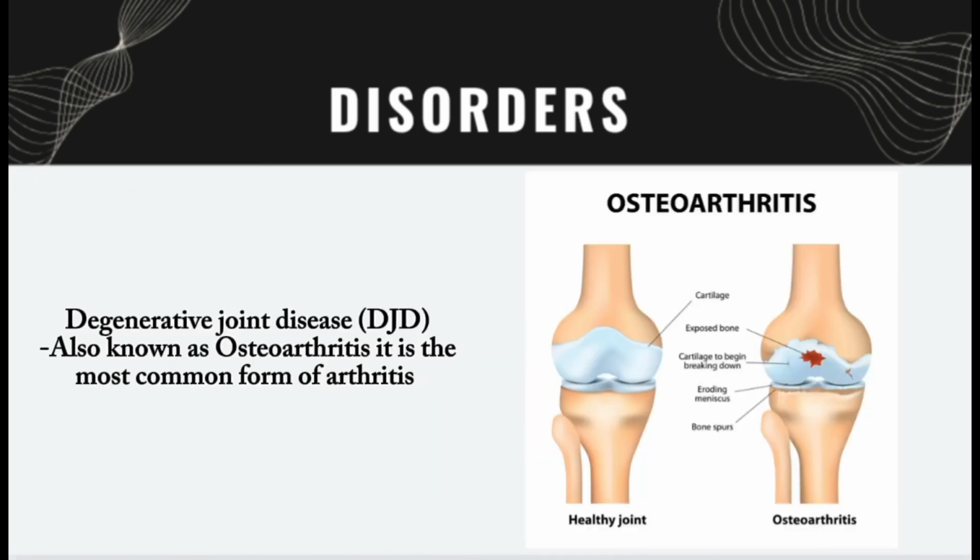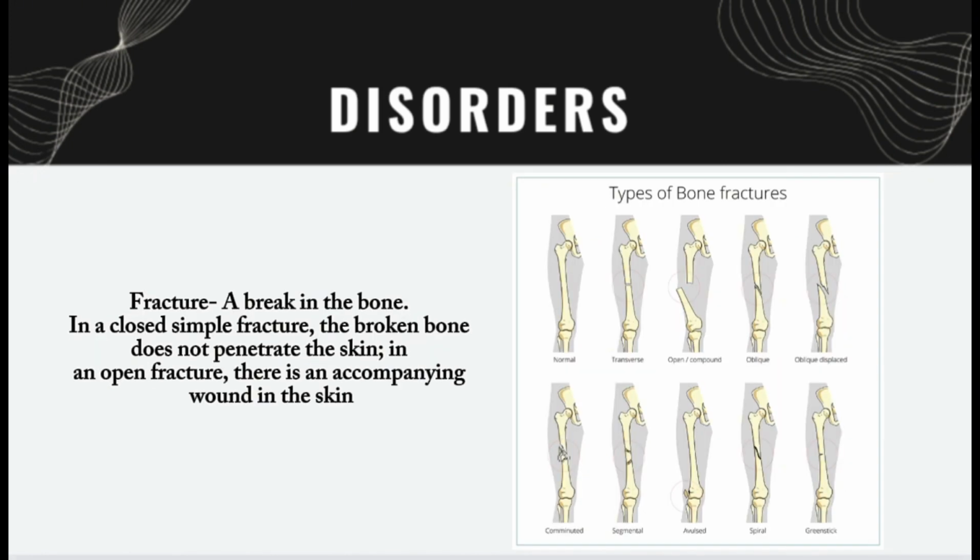Next is the degenerative joint disease or DJD. It is also known as osteoarthritis, the most common form of arthritis. Next is fracture. The most common definition of fracture is a break in the bone. In a closed simple fracture, the broken bone does not penetrate the skin, while in an open fracture, there is an accompanying wound in the skin.